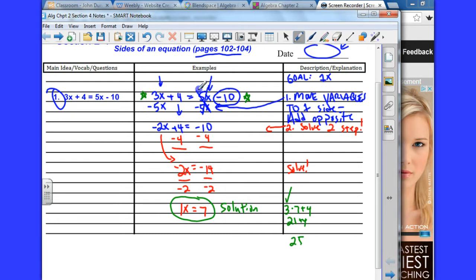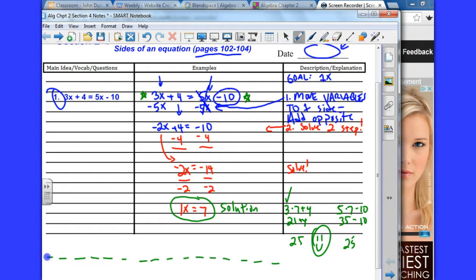Okay, let's see if the other side, 5x minus 10, but x is 7, minus 10, 35 minus 10. Look what happened, 25. I'm happy, because you know what? That's the answer. You just checked it. 7 is the only number that makes both sides equal there. And you feel good about things because you don't have to worry, because you know you got it right.